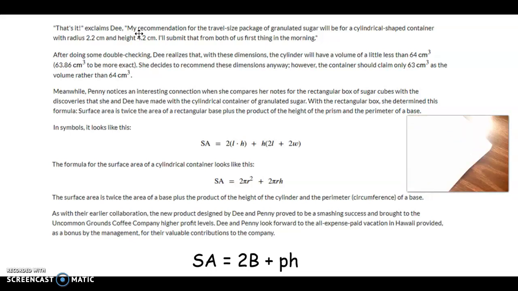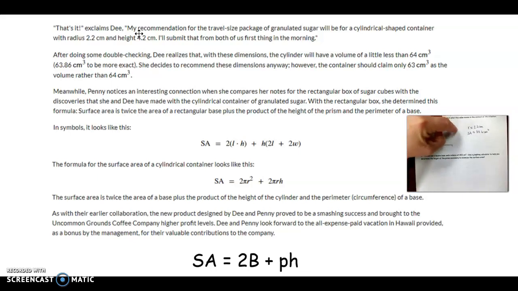So after doing some double checking with that radius and that height, she found that her volume's really going to be a little bit less than 64 cubic centimeters. It's going to be 63.86 cubic centimeters to be more exact, but she decides to use the dimensions anyway. But she'll have to claim on the container that it's only 63 cubic centimeters rather than 64, since it doesn't really have that.